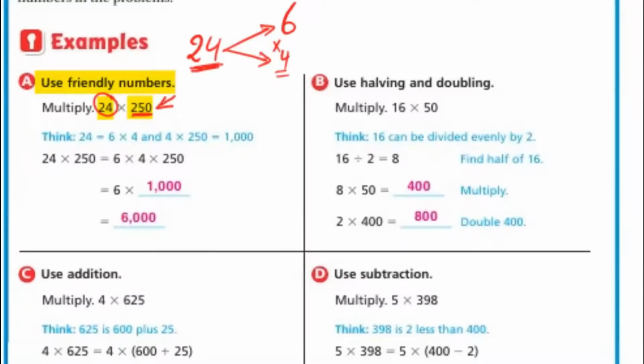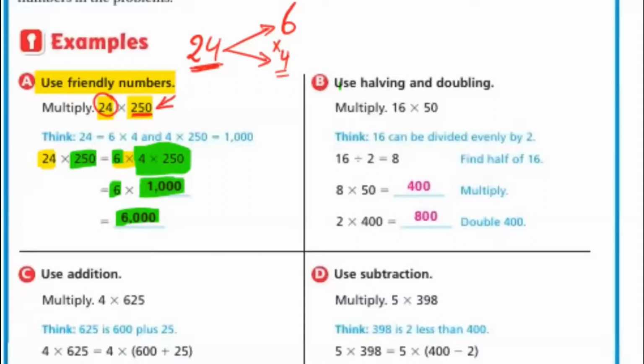So if you want to replace 24 to 4 multiplied by 6 like that, and we have here 250 like that. So 6 multiplied by 4, we have 2 friend numbers, right? So put the 6 as the same, and 4 multiplied by 250, it will be 1,000. 6 multiplied by 1,000 equals 6,000.